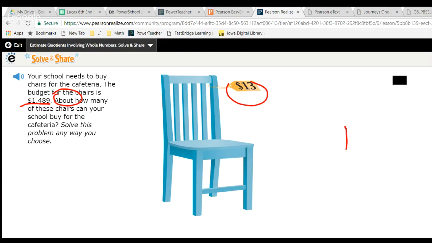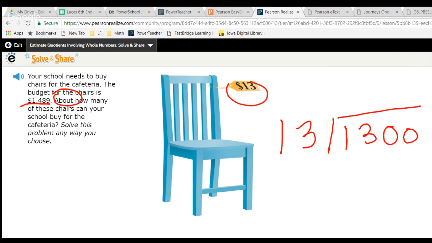One way you could have done this was to take the 1,489 and round it down to 1,300, which would easily be divisible by 13. You also could have taken your 1,489 to 1,400 and taken the cost of the chair to 14. Both of these would have made compatible numbers that would have made this problem much easier to do.